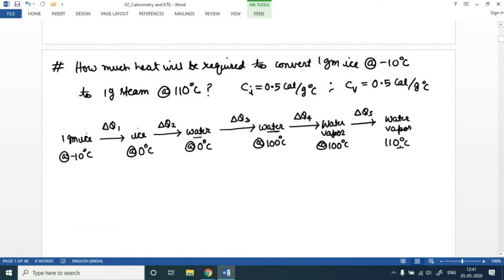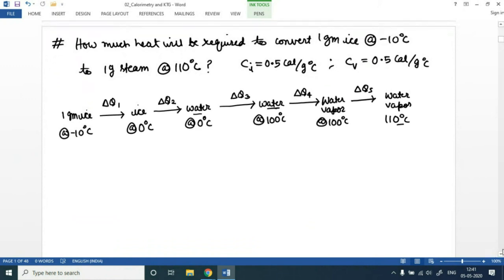So when heat is added to 1 gram ice, this is how things occur stepwise. We can very clearly see where the change in temperature is occurring and where the phase change is occurring. According to that, we will use the expression for delta Q, which is either mc delta T or simply m times L. For example, if we calculate delta Q1, you can see the temperature is changing from minus 10 degrees Celsius to 0 degrees Celsius.